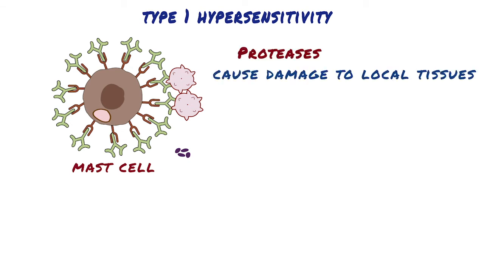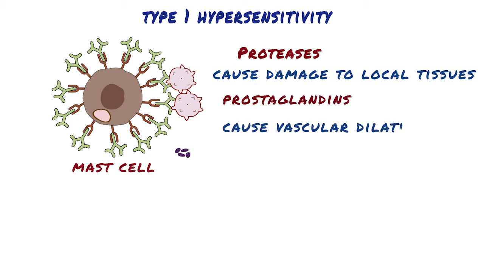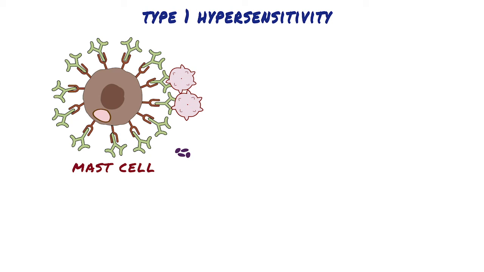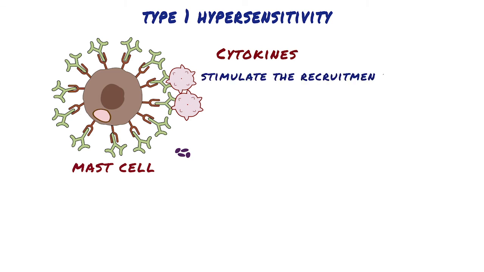Arachidonic acid metabolites include prostaglandins, which cause vascular dilation, and leukotrienes, which stimulate prolonged smooth muscle contraction. Cytokines induce local inflammation. Thus, mast cell mediators are responsible for acute vascular and smooth muscle reactions and inflammation, the hallmarks of immediate hypersensitivity. Cytokines produced by mast cells stimulate the recruitment of leukocytes, which cause the late-phase reaction.